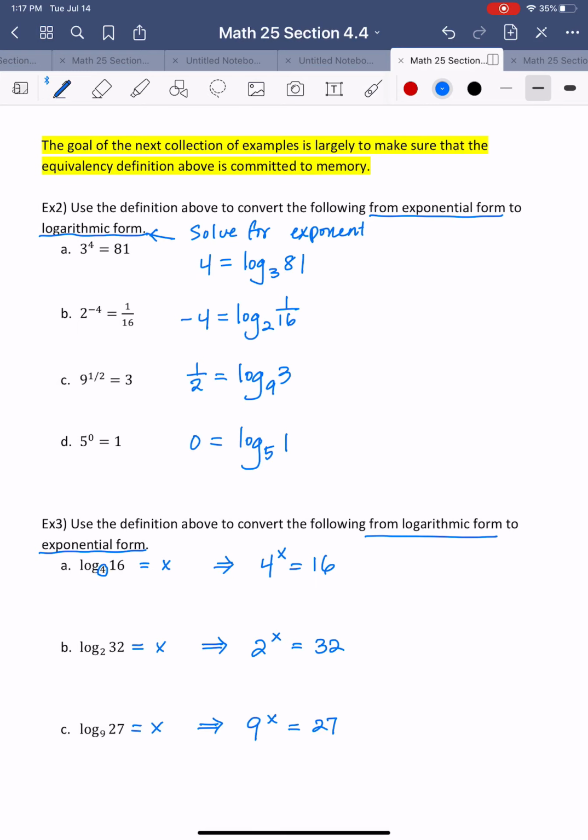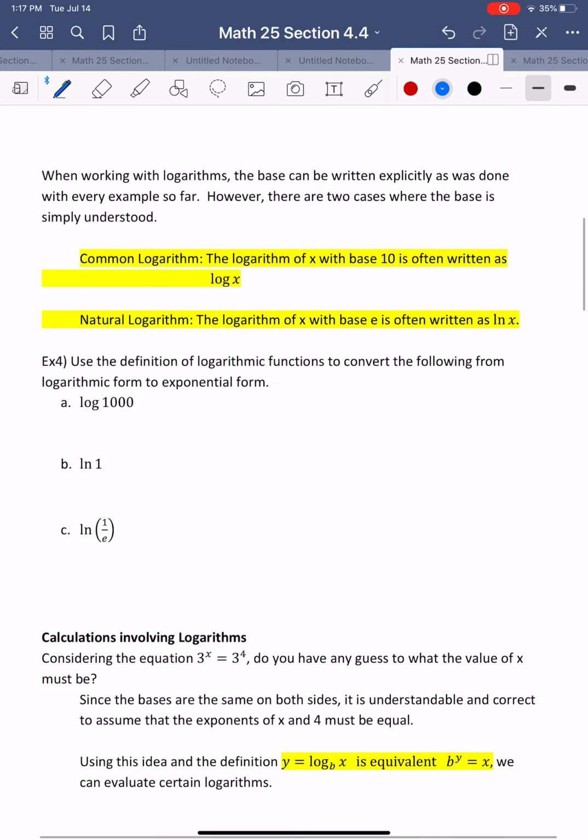But this one, we just need to convert to the exponential form. Next page.